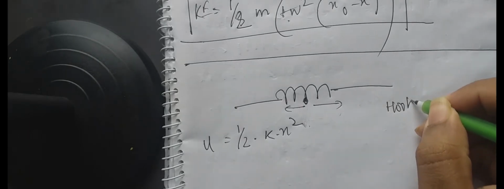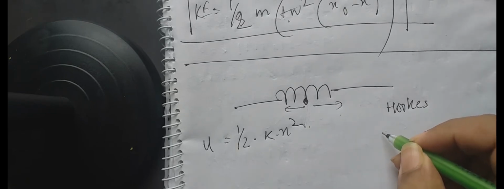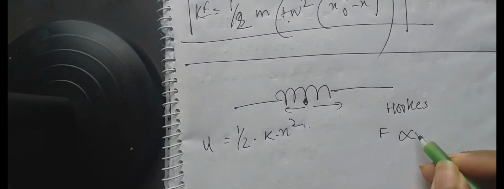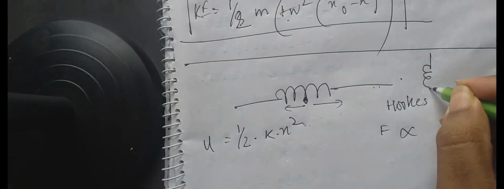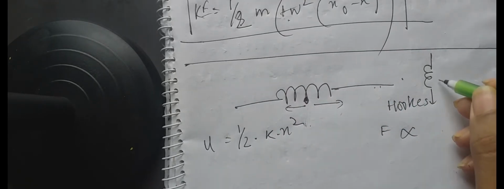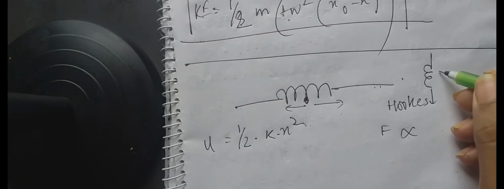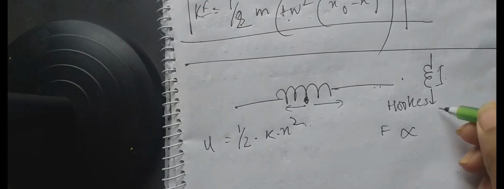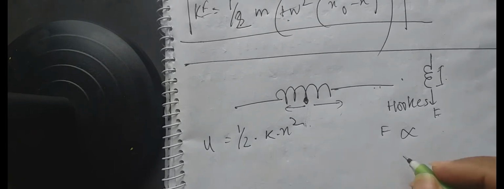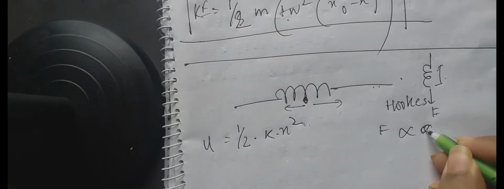Now we know from Hooke's law that the force we provide in a spring is proportional to the distance, that is, the extension is proportional to the force. So we obtained an equation which is minus kx, and the k is actually the spring constant.